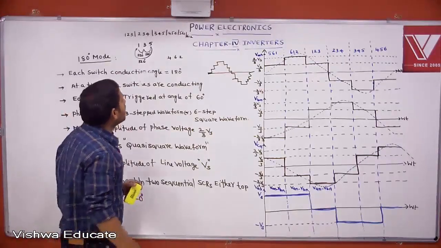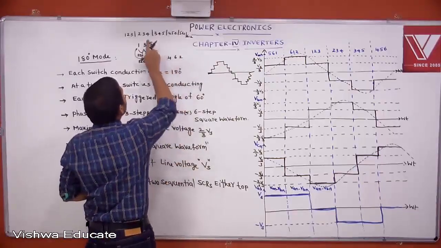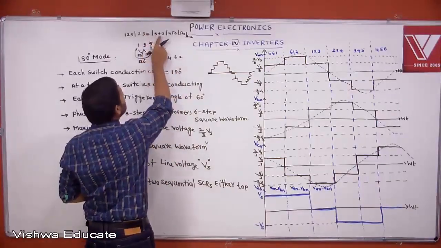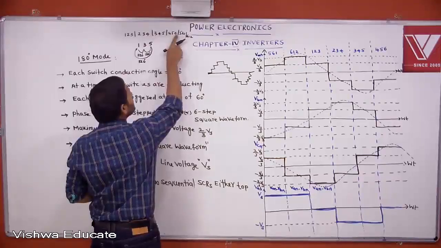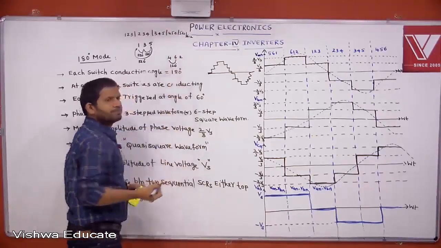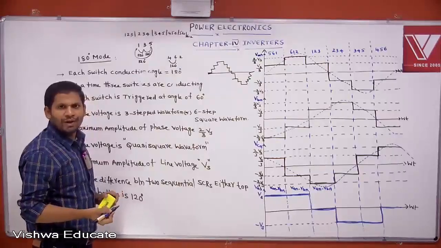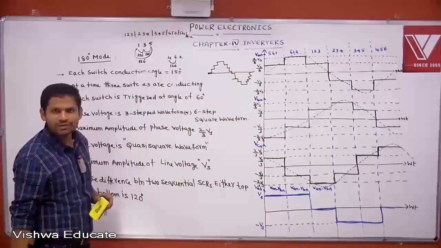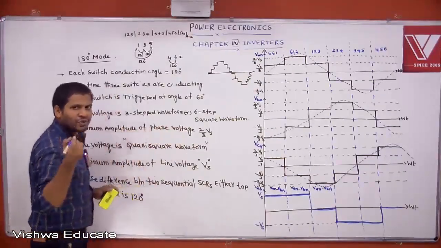Understood? Now what about 4, 6, 2? Here 4 is triggered. 60 plus 60, after 120 degrees, 6 is triggered. The angle between 4 and 6 is 120 degrees. If you don't maintain like this, you don't get balanced voltages. Then the 120-degree phase difference we can maintain.